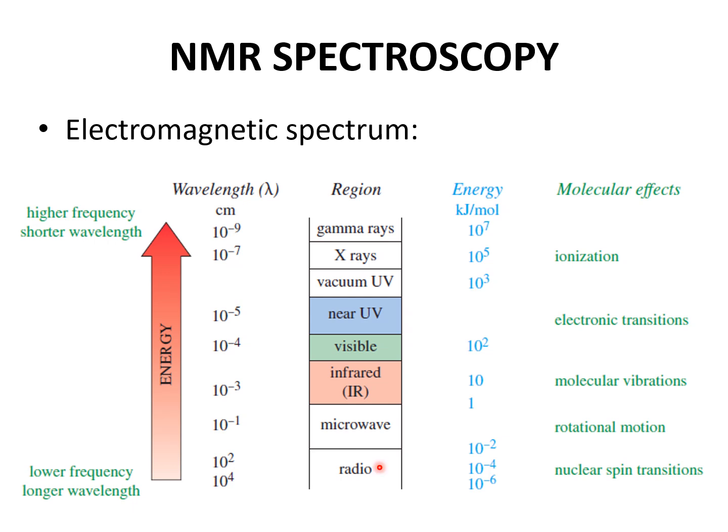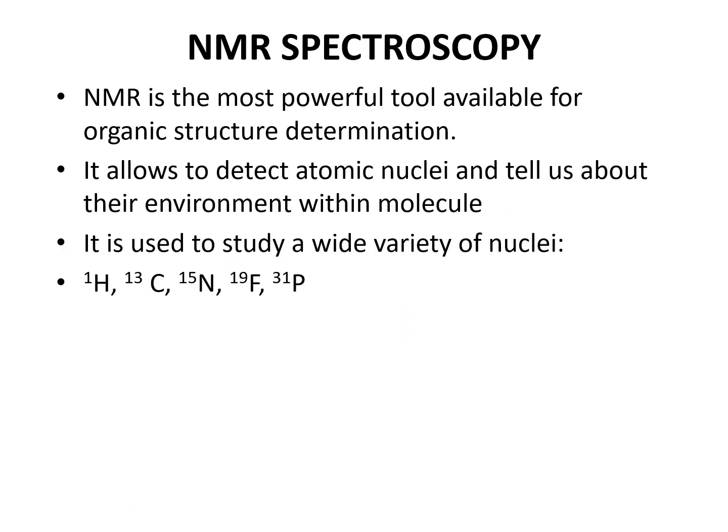NMR spectroscopy, which stands for nuclear magnetic resonance, involves absorption or irradiation of the molecule with radio frequency waves. These radio frequency waves generally have lower frequency and lower energy. When any molecule is irradiated with radio frequency waves, it causes nuclear spin transition. That means we need a molecule or a nucleus which has some nuclear spin. NMR is generally used for finding out organic structure, and it allows us to detect atomic nuclei and tells us its environment within the molecule.